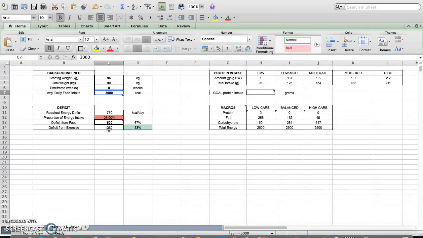It doesn't have to be 250 every single day. You can do 500 one day, nothing the next. But over the course of the week, that deficit multiplied by 7 will be the number you need.